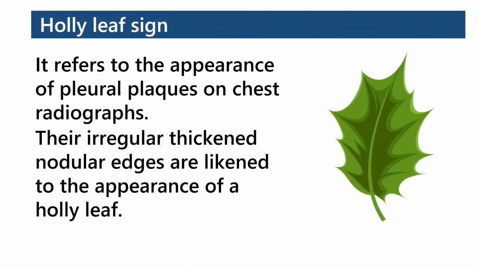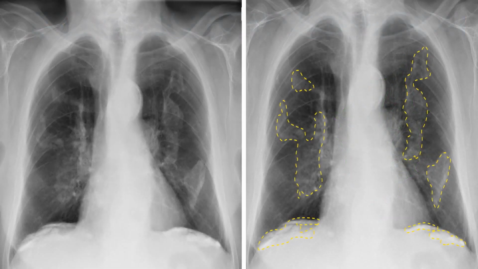Holly leaf sign refers to the appearance of pleural plaques on chest radiographs. Their irregular thickened nodular edges are likened to the appearance of a holly leaf. In this X-ray, there are multiple geographic areas of pleural calcification, including involvement of the diaphragmatic surface.